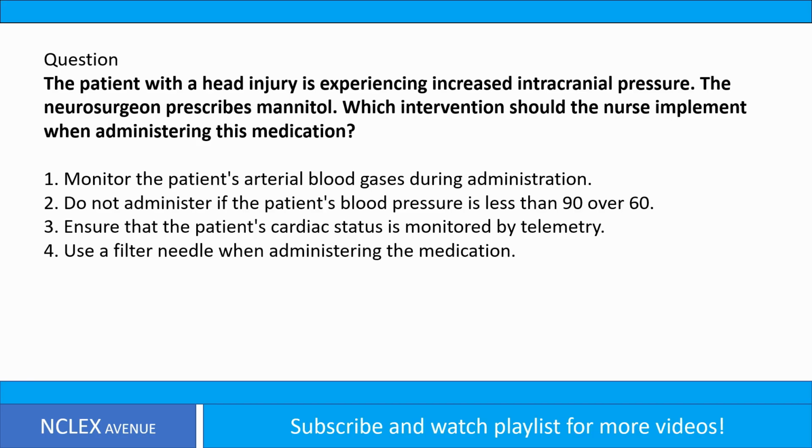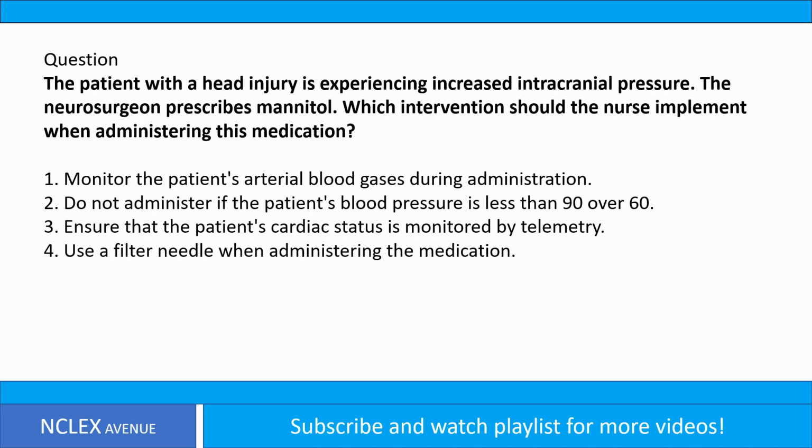Question. The patient with a head injury is experiencing increased intracranial pressure. The neurosurgeon prescribes mannitol. Which intervention should the nurse implement when administering this medication? 1. Monitor the patient's arterial blood gases during administration. 2. Do not administer if the patient's blood pressure is less than 90/60.